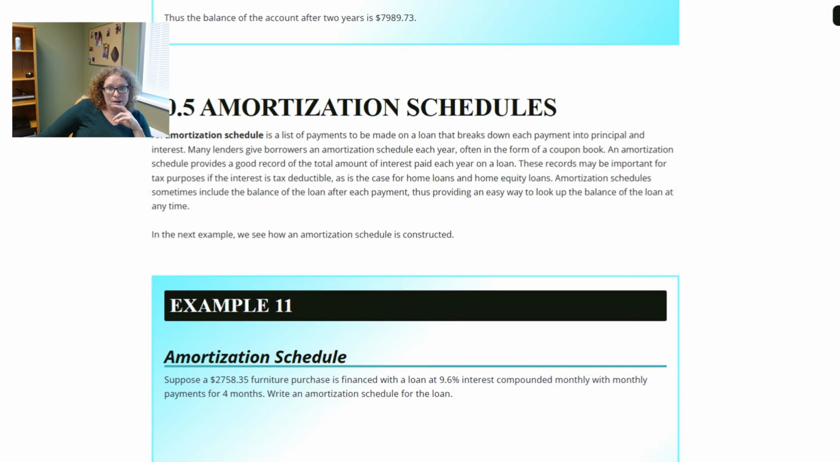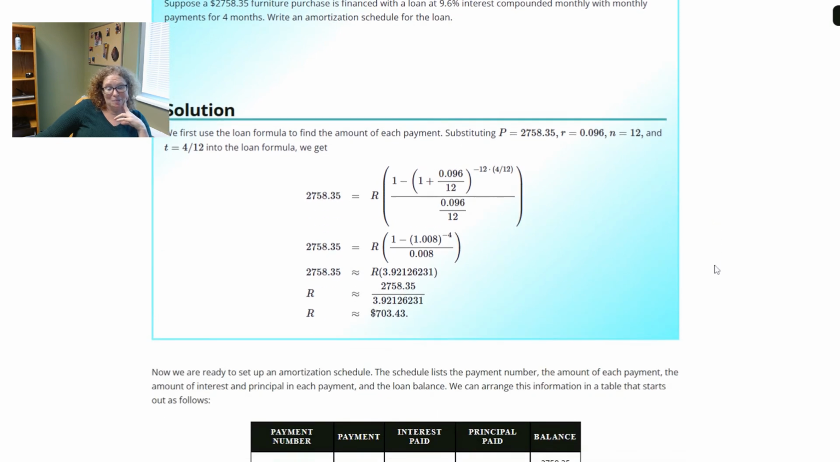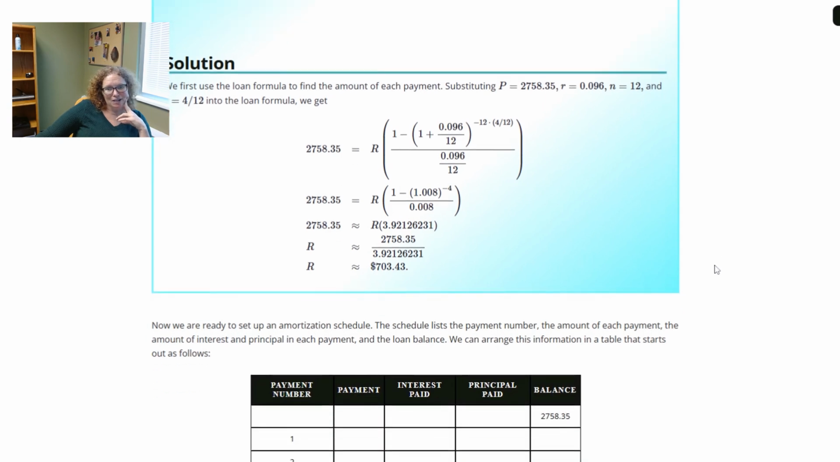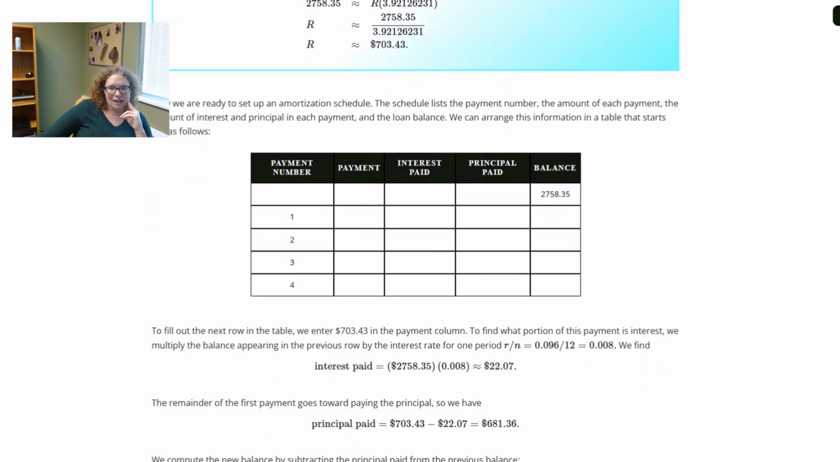10.5 talks about amortization schedules, and it breaks down each payment into principal and interest. And like I've said before, typically this is given to you so you don't have to figure it out. But if you wanted to, you could figure out what the payments would be, and just plug it into that formula as usual. And here we have the chart, and you will see that you can set up the chart the same way we have looked at it before.